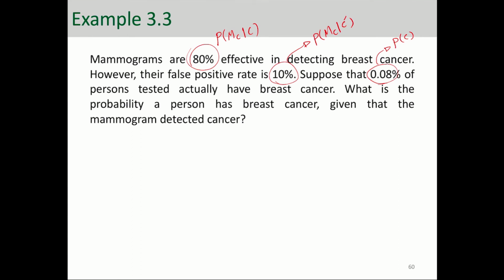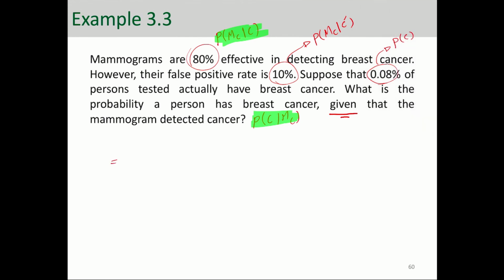What is the probability a person has breast cancer given that the mammogram detected cancer? So by reading this sentence, you can clearly see that it's the opposite of this probability. It's asking us what is the probability that cancer exists given that the mammogram says it exists. So you always look for words like given, knowing that, and things like that that give you a conditional probability hint. So this is a clear application of Bayes' theorem. You have the probability of MC given C, you're looking for the probability of C given MC.